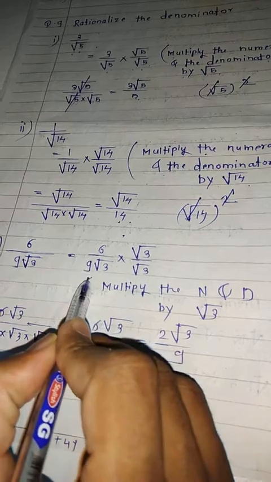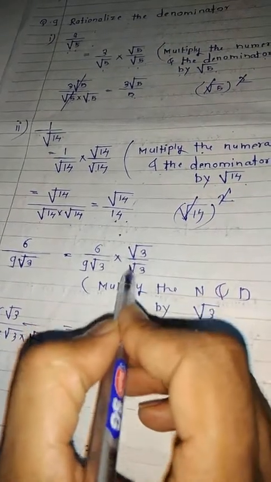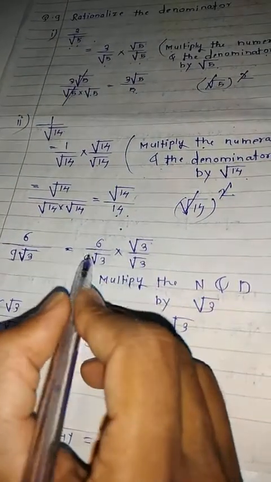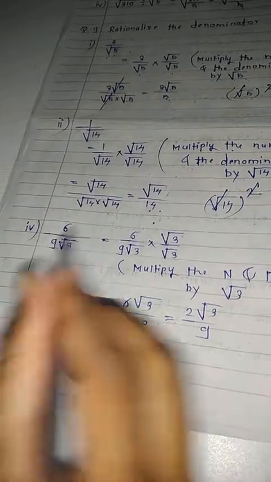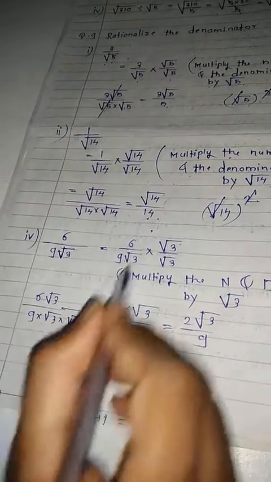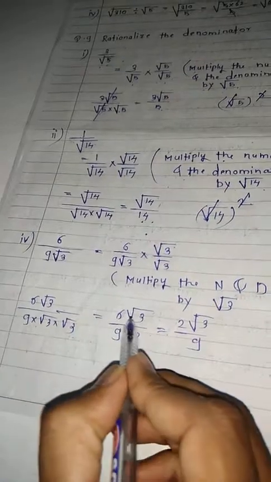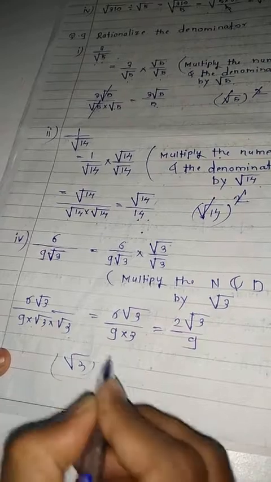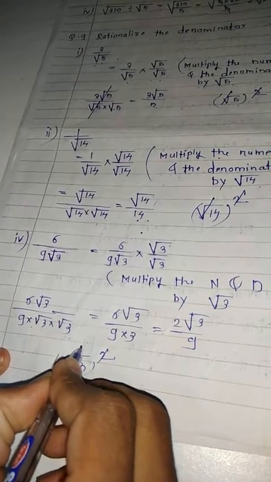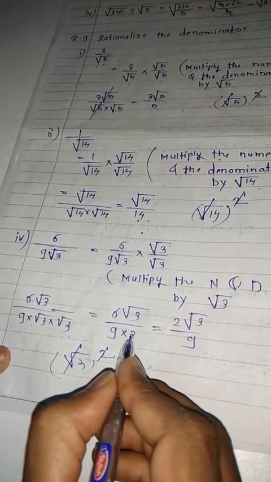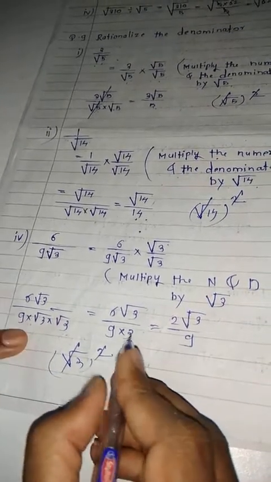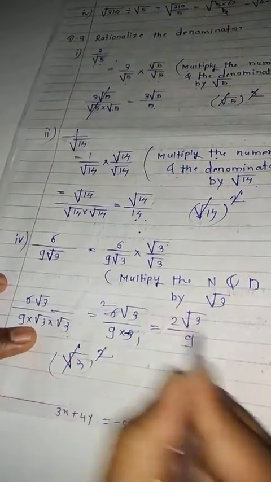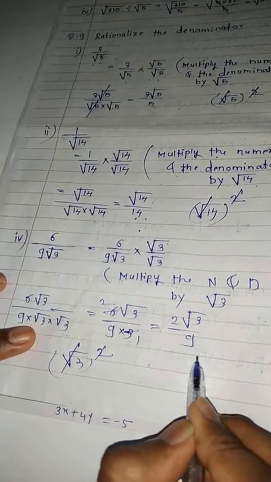So 6 upon 9 root 3 into root 3 upon root 3. Here we multiply the numerators and the denominators: 6 into root 3 upon 9 into root 3 into root 3. So 6 root 3 upon 9 into 3, since root 3 into root 3 is 3. Students, we just simplify it here. 3 ones are 1 and 3 twos are 6. So 2 root 3 upon 9 is your answer.